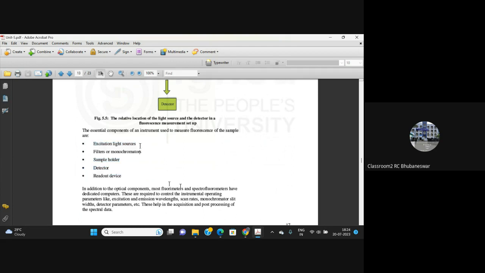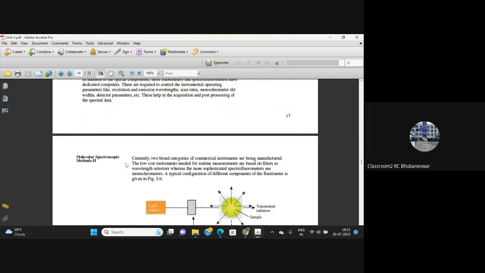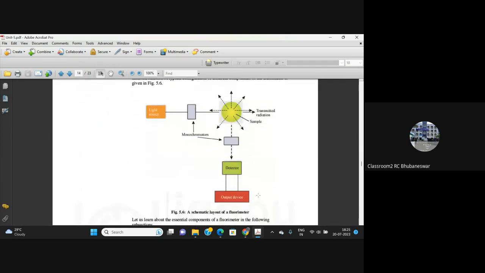That is, an excitation source, then a monochromator or filters which will tune the radiation, then the sample holder, then the detector, then the output device. Sample holder, I had shown you in the last-to-last class: the sample cuvette, quartz cuvette. Solid sample cuvette holders are also there. So this is a complete layout of the fluorimeter.